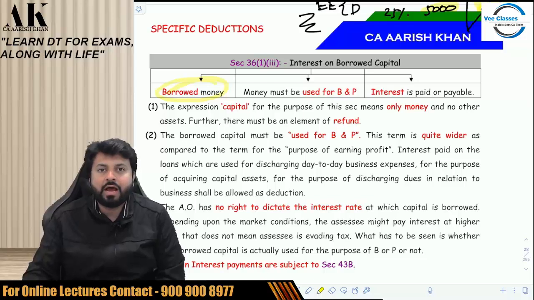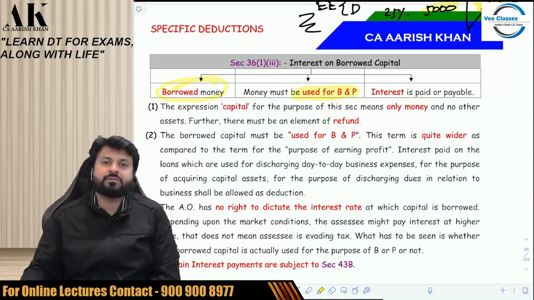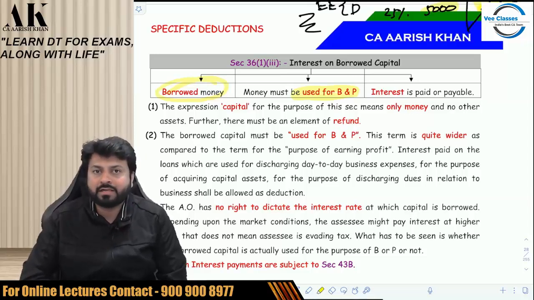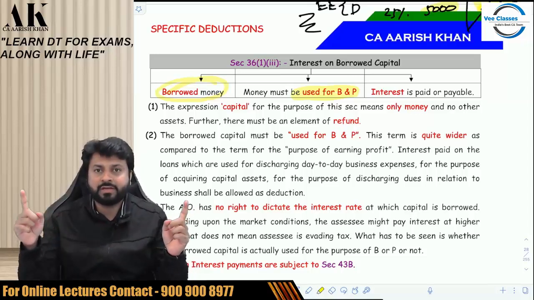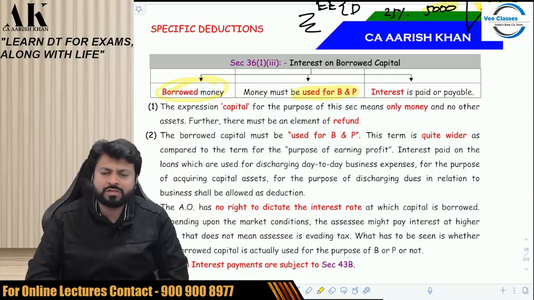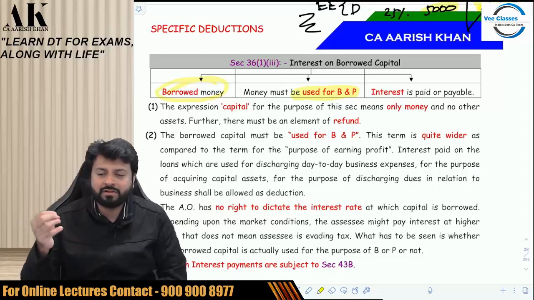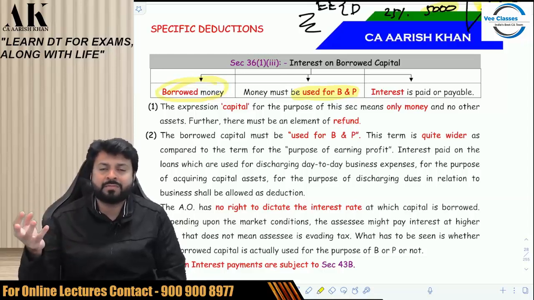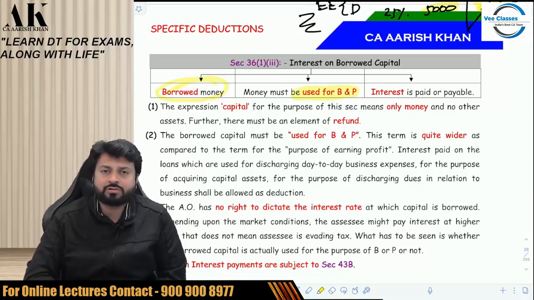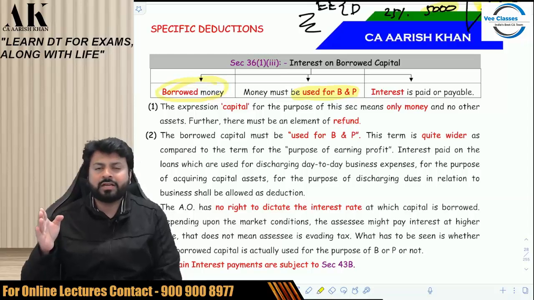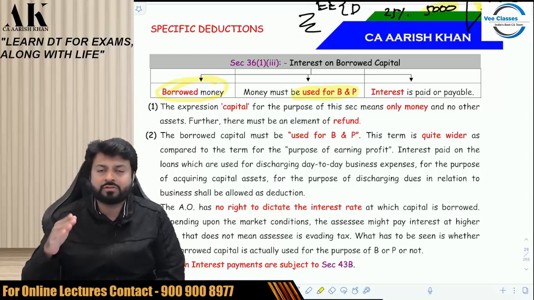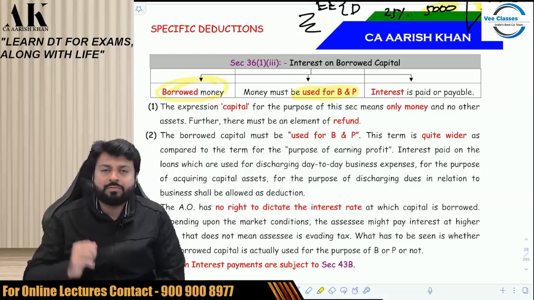Second thing, after you borrow the money, what are you supposed to do with that money? You have to use it for the purpose of business and profession. What do I mean by use it for the purpose of business and profession? The phrase is very wide. I can use it for various purposes: for paying salary, for paying rent, even for buying assets. That is also allowed. The condition is you have to put the asset into use, because till the time the asset is not put to use, the interest cost is capitalized.